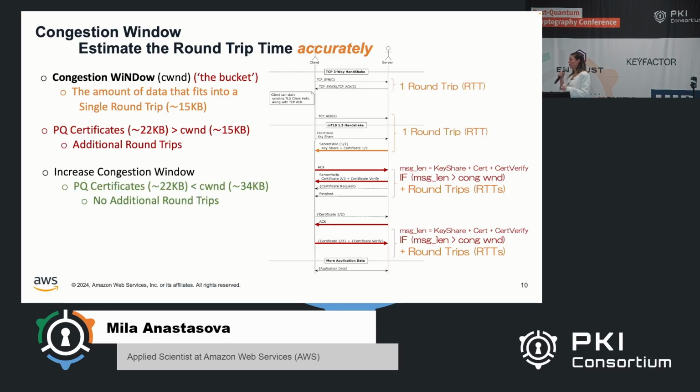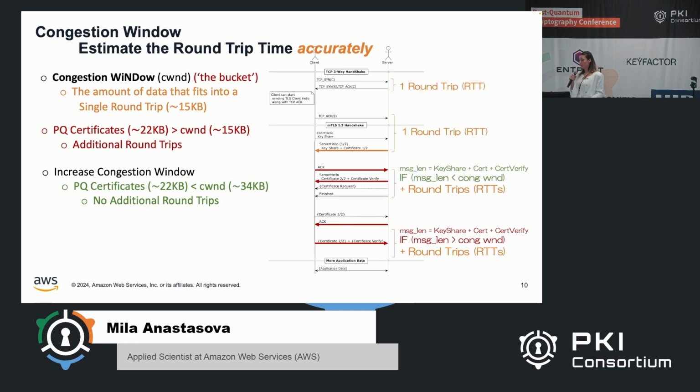Let's see, however, what is going to happen when, instead of focusing on decreasing the size of the message, we focus on increasing the size of the congestion window. Well, in this case, in a congestion window of around 34 kilobytes, post-quantum certificates are going to easily fit into a single round trip. Therefore, they're not going to introduce additional round trips.